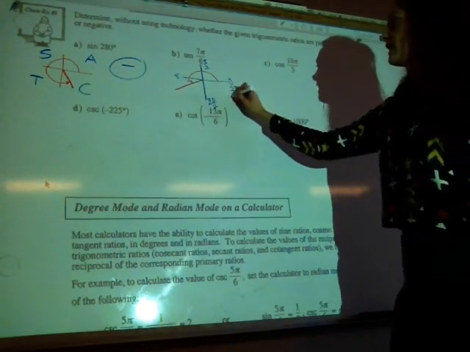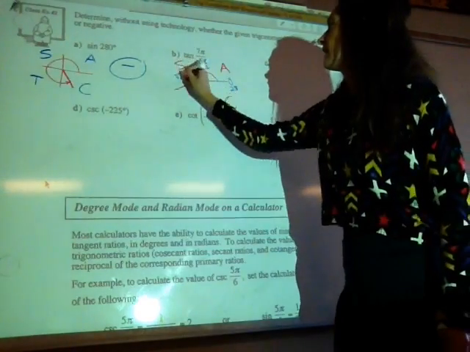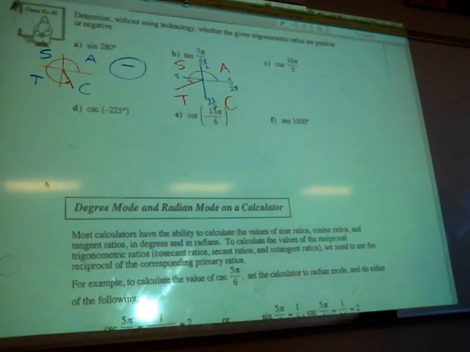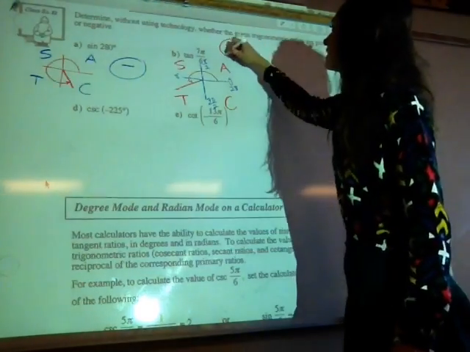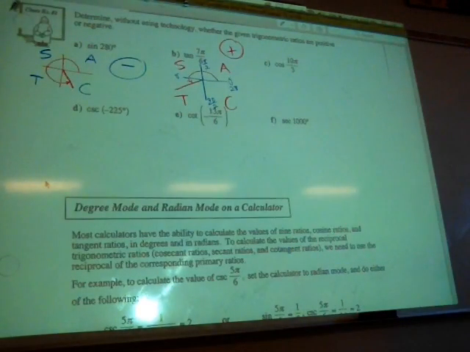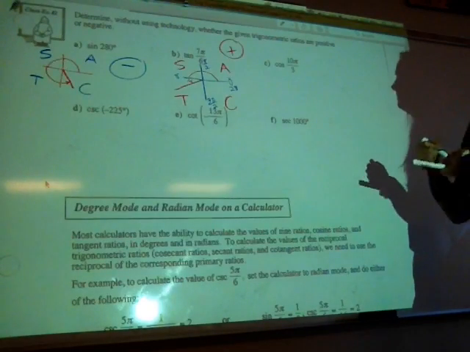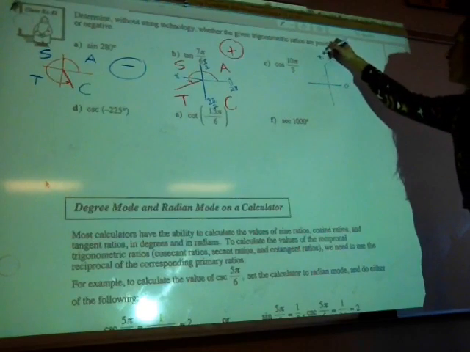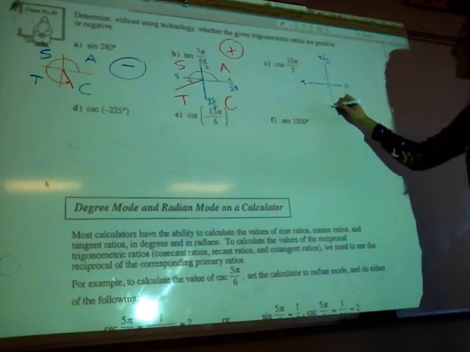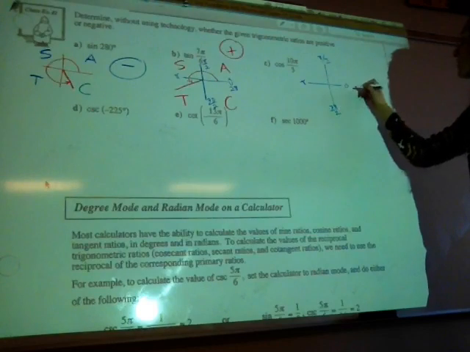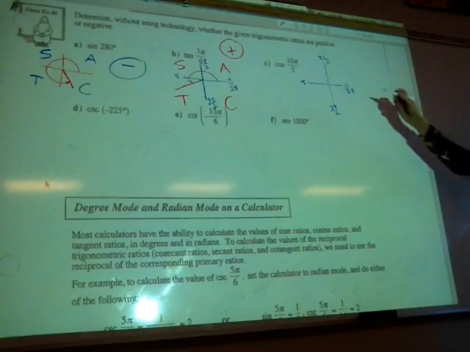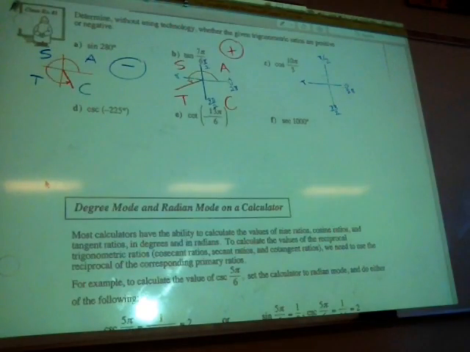So now I'm going to draw my CAST rule. CAST. Is tangent positive or negative in quadrant 3? Positive. Good. Okay, now cosine 10 pi over 3. Okay, 0, pi over 2, pi, 3 pi over 2, 2 pi. How many rotations do you think we have there?